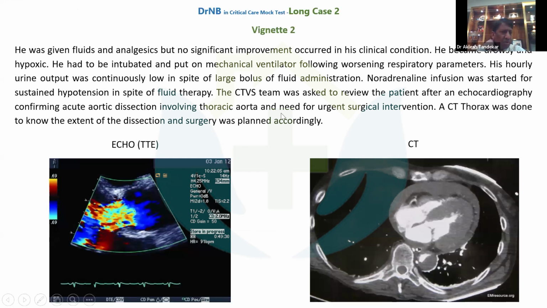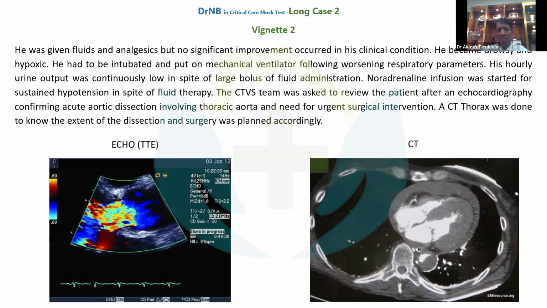So this patient was given fluids and analgesics, but we couldn't see any significant improvement in his clinical condition. He became drowsy, hypoxemic, and got intubated and ventilated because his respiratory parameters were worsening. His hourly urine output also showed consistently low values even after large fluid boluses. And he received noradrenaline infusion because he had sustained hypotension in spite of fluid therapy.